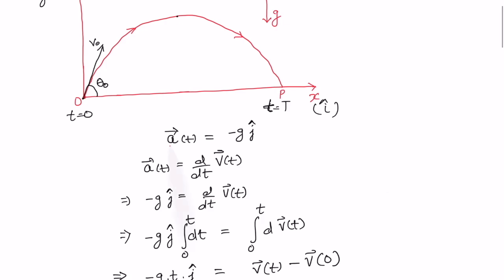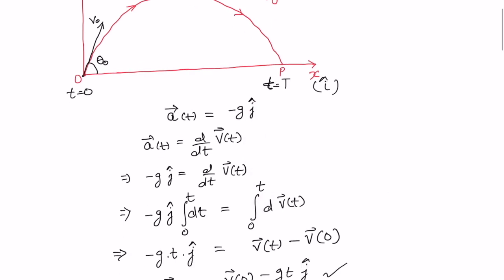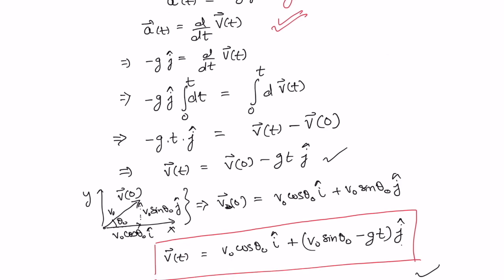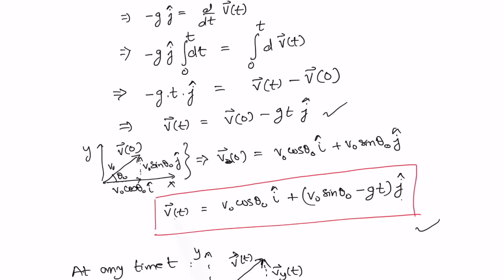So we started with stating the given in a mathematical form, which is acceleration vector is minus g j cap. Then we used the physical principle that acceleration vector is nothing but rate of change of velocity vector with respect to time. And we wrote that mathematically as a(t) equals d by dt v(t). We did some mathematics, some calculus, and then arrived at the value of velocity vector as v naught cos theta naught i cap plus v naught sin theta naught minus g t j cap.